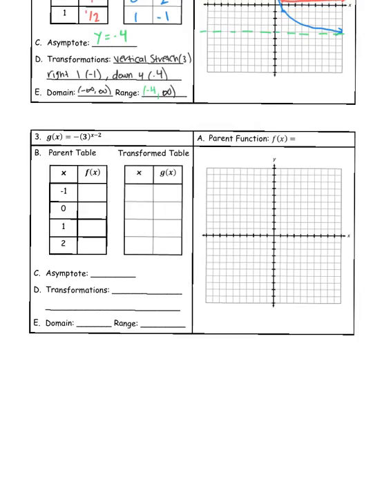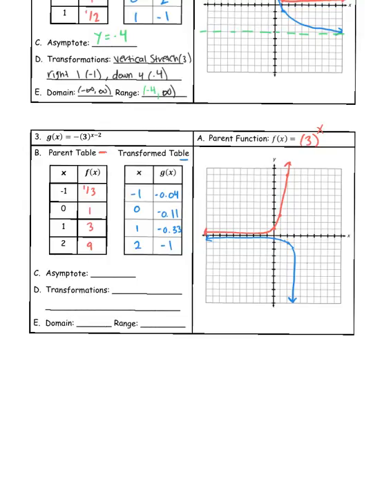Okay, now let's take a look at this third one. So my parent function here is going to be 3 raised to the x. So go ahead, take a minute, fill out your table, and graph the original and the transformed functions. All right, so that is what your table and your graph should look like.